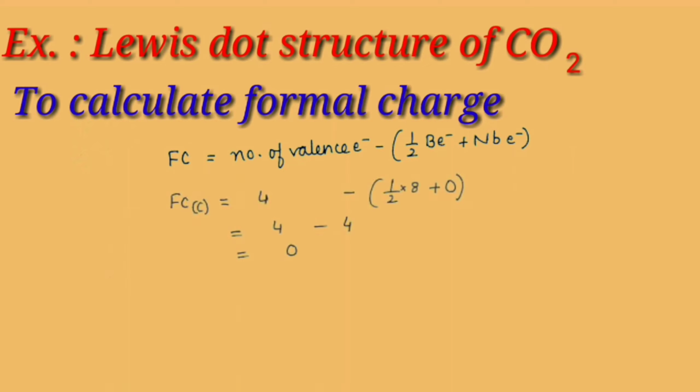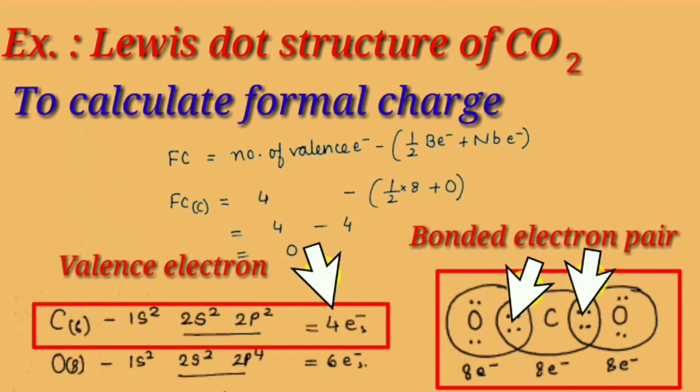Now, in case of carbon, formal charge of carbon is equal to number of valence electrons of carbon, which is 4, minus, in bracket, half of bonding electrons, that is 8, plus non-bonding electrons, which is 0. So on substituting the values, we get 4 minus, in bracket, 1/2 of 8 plus 0, which is equal to 4 minus 4, which is equal to 0.